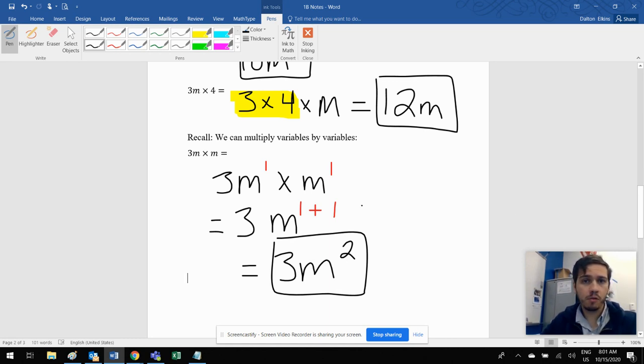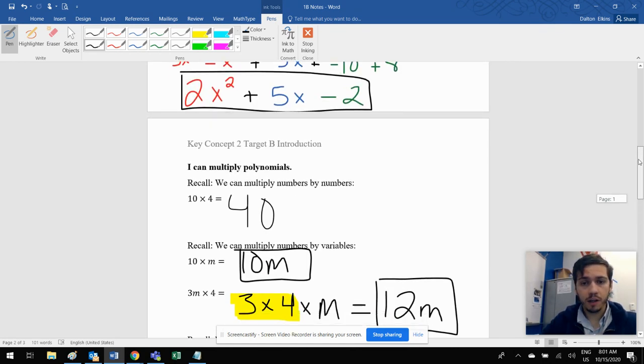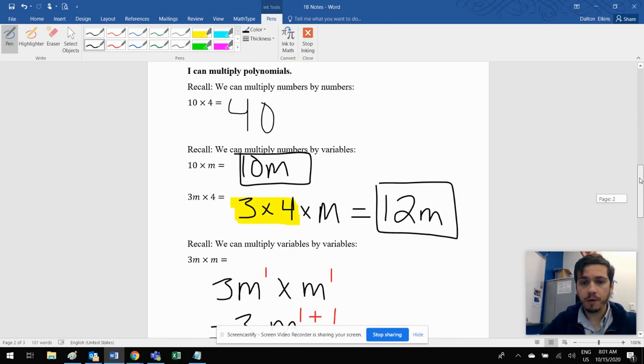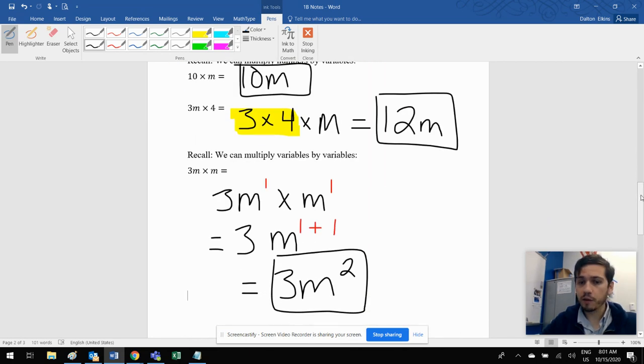That's just a brief review on the multiplying things that we need to dig deeper into this unit. So to review, we have multiplying numbers by numbers, numbers by variables, and then variables by variables. Those are the 3 types of multiplications that we need to know.